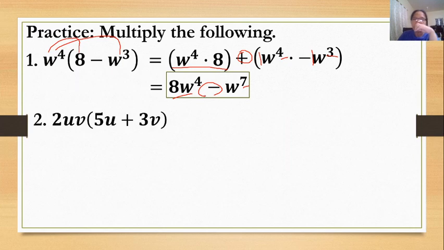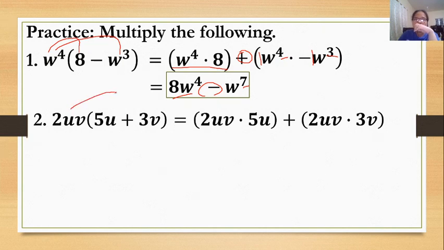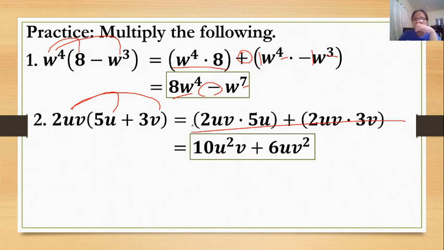Another example, 2uv times the binomial 5u plus 3v. So again, distribute 2uv to each term. So we will end up with here. And then simplify further. 2 times 5. That will give us 10. And then u has an exponent of 1 here as well as in here. So that's 1 plus 1. That's why it's 2. And then copy v because it has no pair.